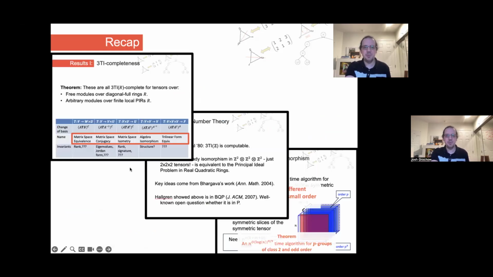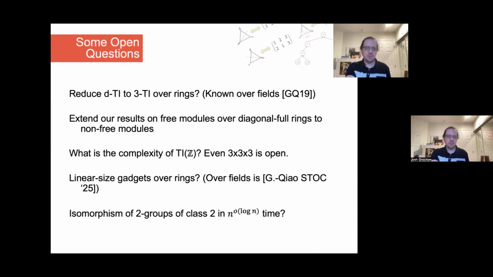All right, so just to recap the results, we get 3-tensor isomorphism completeness results and equivalence between a whole bunch of different isomorphism notions over diagonal full rings and finite local PIRs. In number theory, we showed that 2 by 2 by 2 tensor isomorphism over the integers is equivalent to a classical, well-known computational number theory question. And then in groups, we get the first n to the little o of log n time algorithm for p-groups of class 2 and odd order. And finally, some open questions.